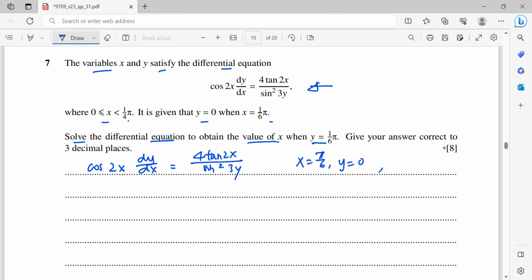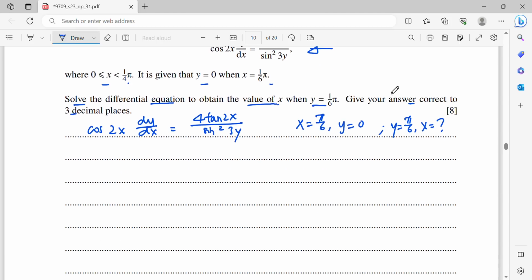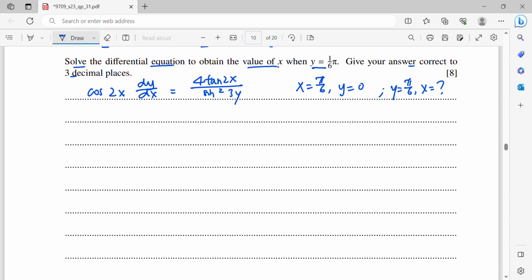What is the x? Okay, so it means that y equals pi over 6. What is the x? This is the question. Give your answer correct to 3 decimal places. So obviously this is a differential equation, and we need to solve it using separable variables. My y should be on the left hand side, so sine squared 3y dy equals, the cos 2x will be moved down, so I will get 4 tangent 2x over cos 2x dx.